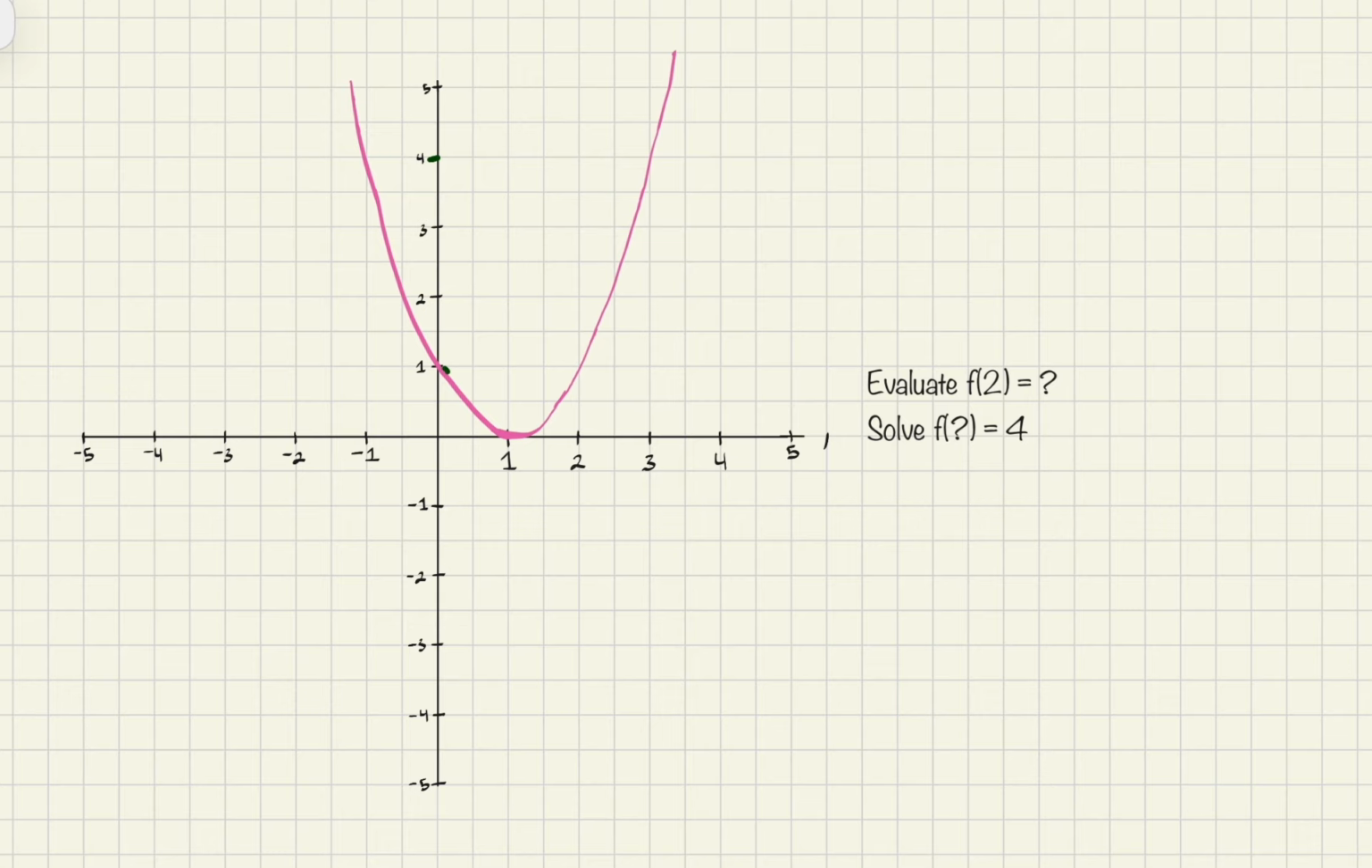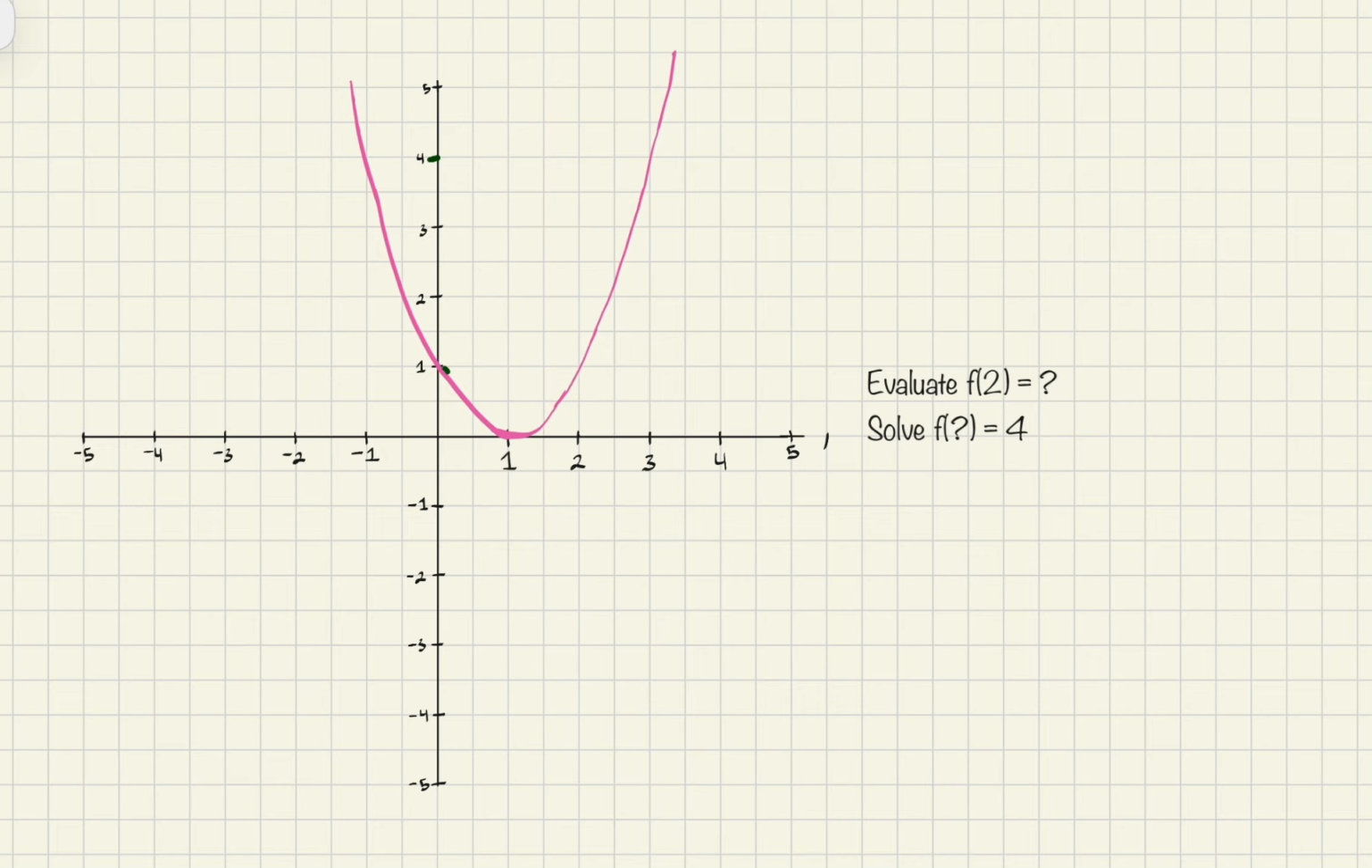Now we're going to use this graph to evaluate f of 2 equals blank, and we're also going to solve for f of blank equals 4. So before even attempting this problem, try to get into the habit of testing whether or not the relation you're looking at is a function or not. And remember, we test that with our vertical line test. As we can see, the relation only hits 1 point on our vertical line. Therefore, this is a function.